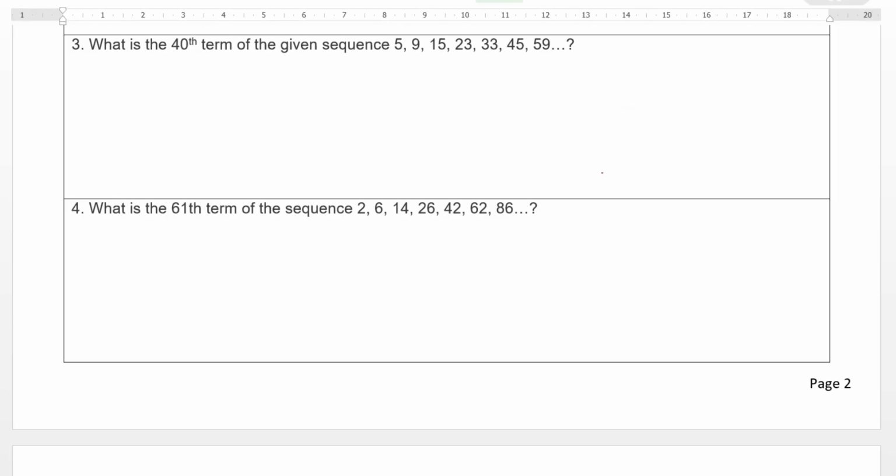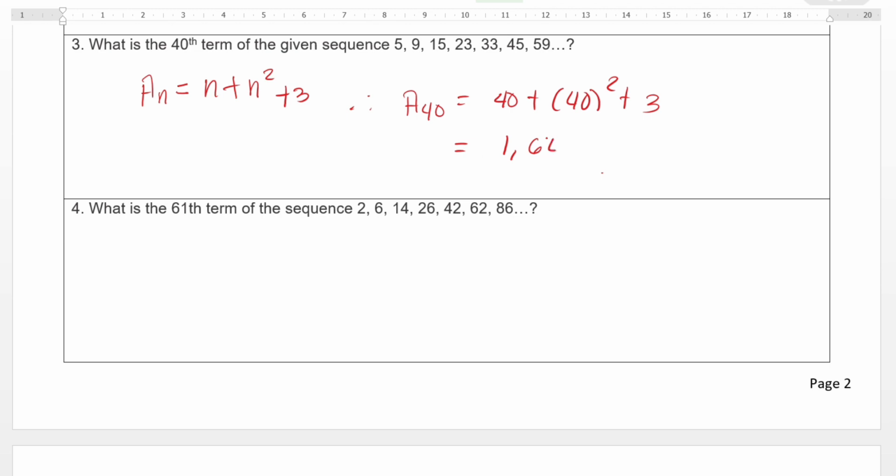For number 3, what is the 40th term of the given sequence? 5, 9, 15, 23, 33, 45, 59. We have a of n equals n plus n squared plus 3. Therefore, a of the 40th term equals 40 plus 40 squared plus 3 equals 1643.